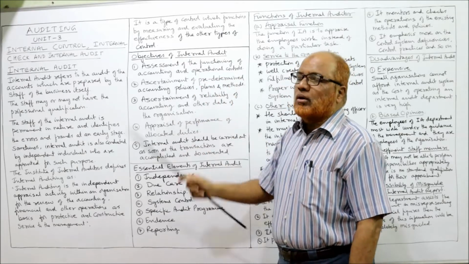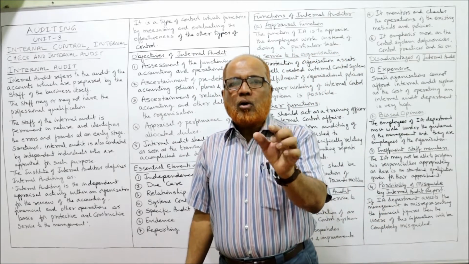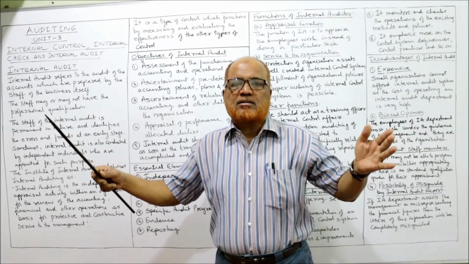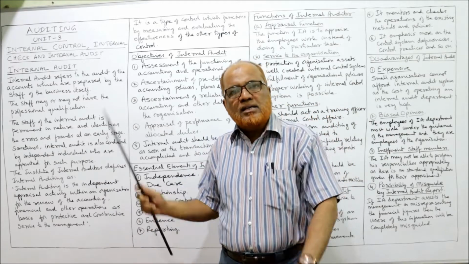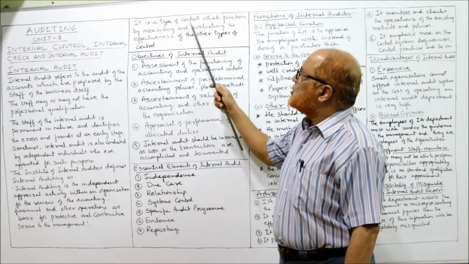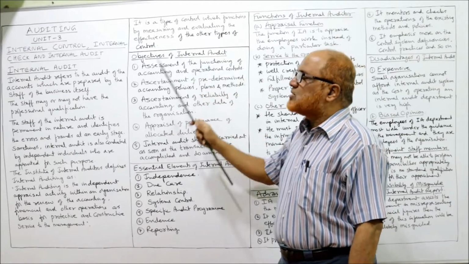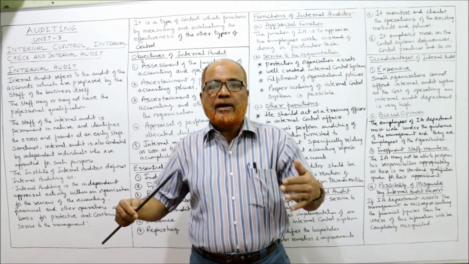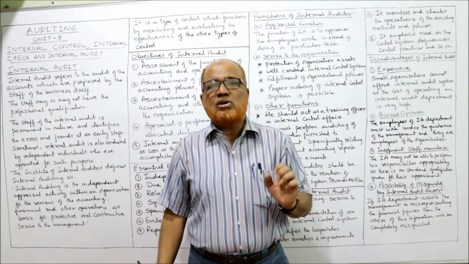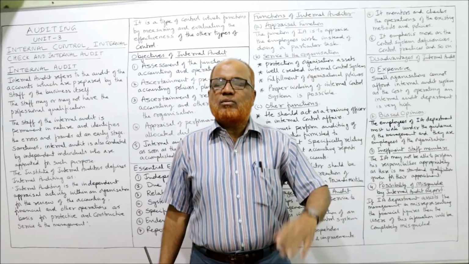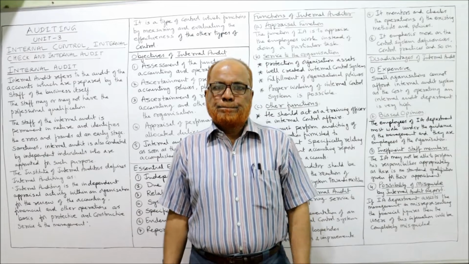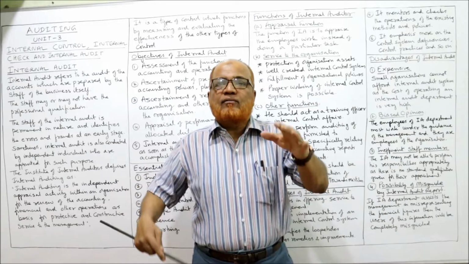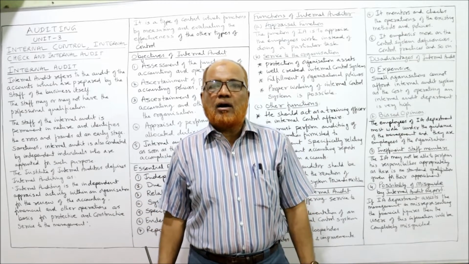Now, it is a type of control. One more thing you should remember: internal audit is a part of internal control. Internal control is a wide aspect, and within that internal control, the part is internal audit. It functions by measuring and evaluating the effectiveness of other types of control. This internal audit will evaluate the performance of other systems of internal control, like internal check. Internal check is a part of internal control. So this internal audit will evaluate whether internal check is properly done or not.